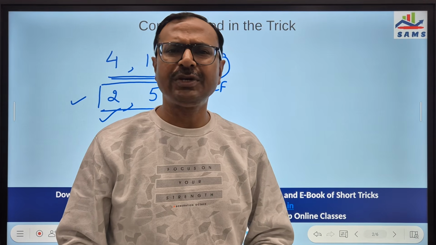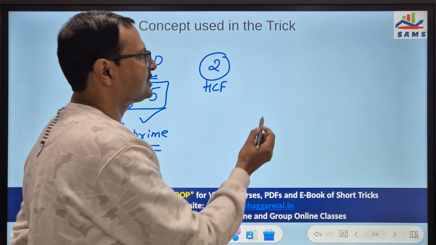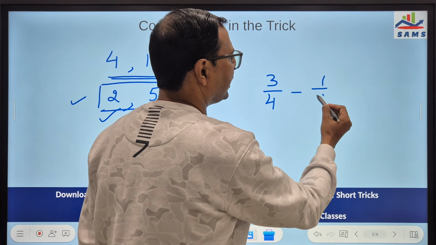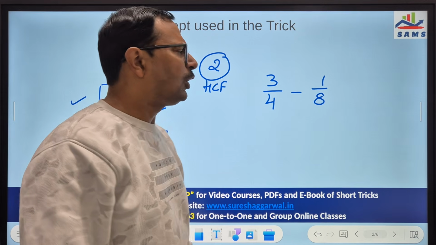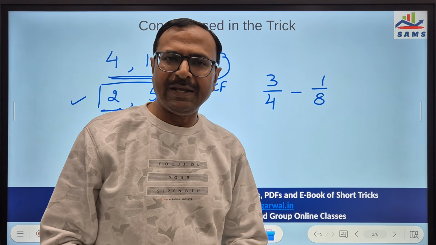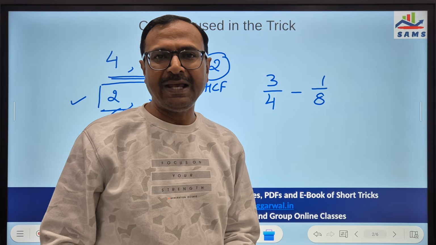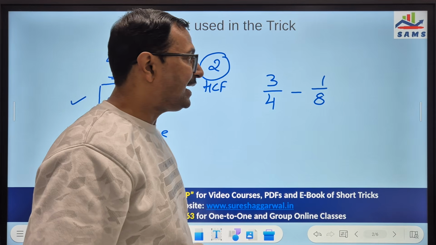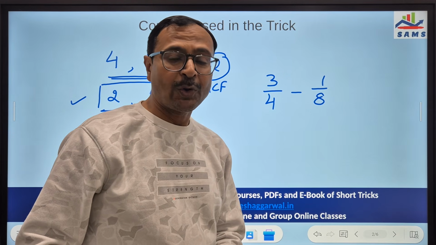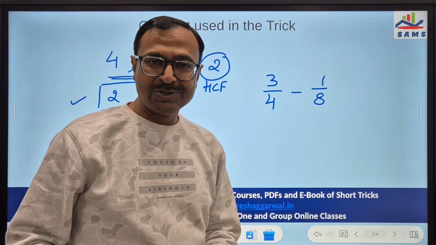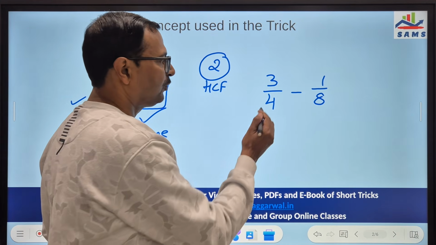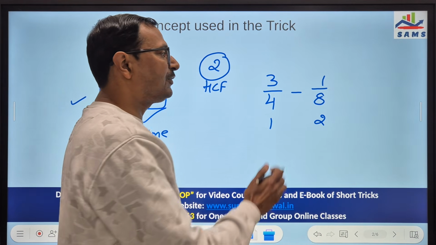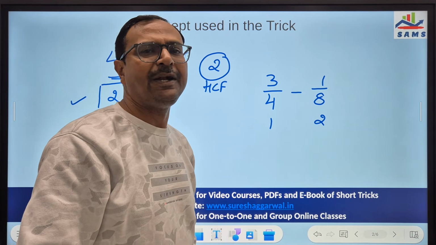I'll show you using a very simple example first. Suppose we have 3 by 4 and I want to subtract 1 by 8 from that. Very easy. You all know that the LCM of 4 and 8 is 8 only. But I want to demonstrate the method here by eliminating the highest common factor. You can see 4 and 8 are divisible by 4, or they have an HCF of 4. So I will remove the 4 first. 4 ones are 4 and 4 twos are 8. So instead of 4 and 8, I will think about 1 and 2 now.